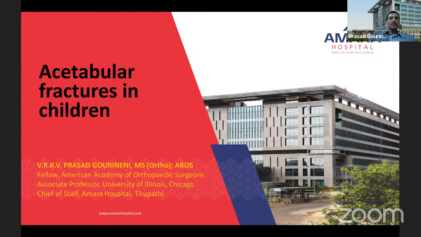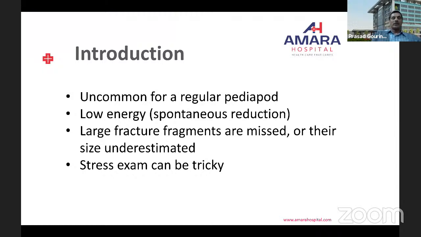I'm a pediatric orthopedic surgeon who does some adult trauma. As an introduction, this is uncommon for a regular pediatric orthopedic surgeon, and the adult ortho surgeons don't feel comfortable taking care of kids, so this condition is not being treated appropriately. These are usually low energy injuries, and sometimes they come reduced after a dislocation. Unless you have a high index of suspicion, you will miss these injuries completely. The most important difference between children and adults is that there is a lot of cartilage in the acetabulum, so large fracture fragments are either missed completely or their size is underestimated.